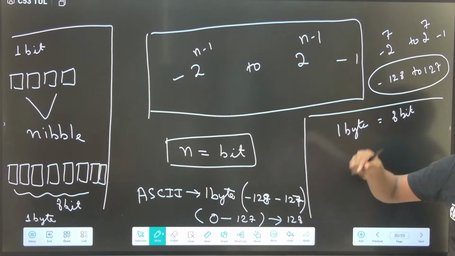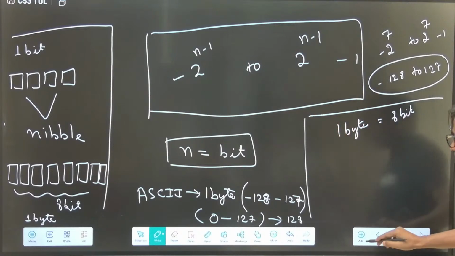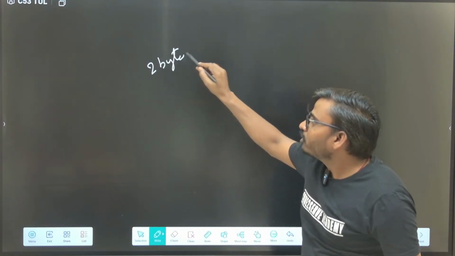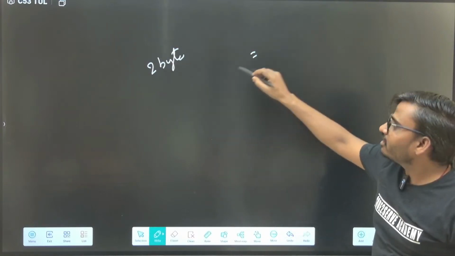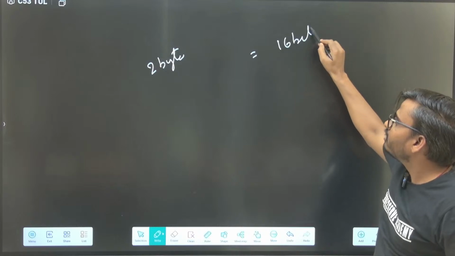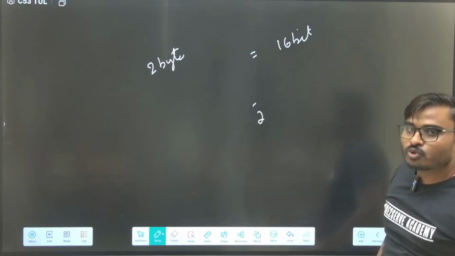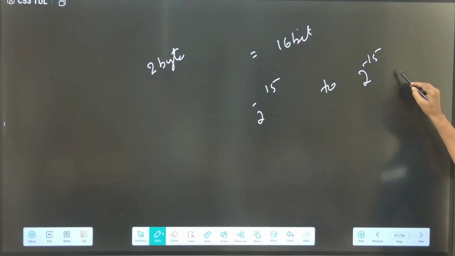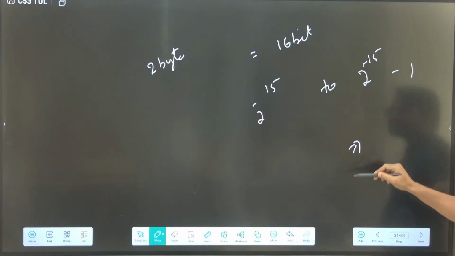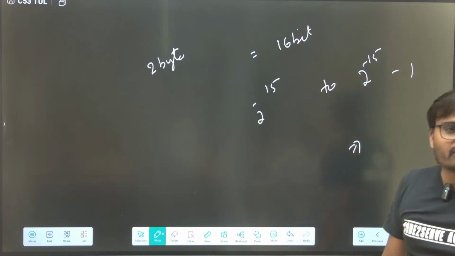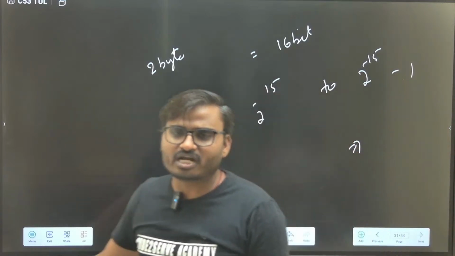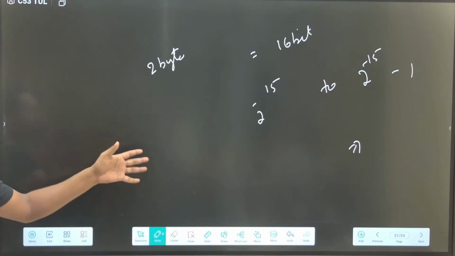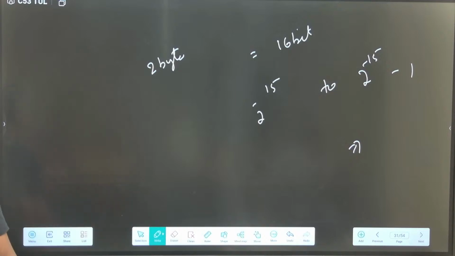That is why we have Unicode, which is of 2 byte. Now if you convert this 2 byte, that is equal to 16 bit. If you use the formula minus 2 to the power 15 to 2 to the power 15 minus 1, it corresponds to approximately 65,000 values. That many characters can be kept in Unicode.